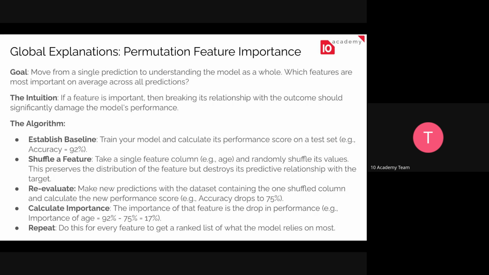From the previous two, we were understanding single predictions, but for the global we are understanding the whole model. Which features are most important on average across the predictions? That's what we are trying to answer with permutation feature importance. If a feature is important, then breaking its relationship with the outcome should significantly damage the model's performance.